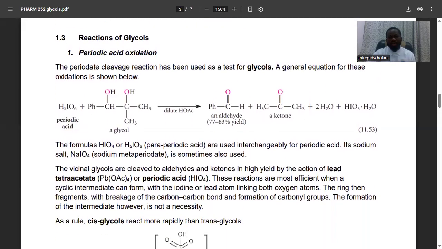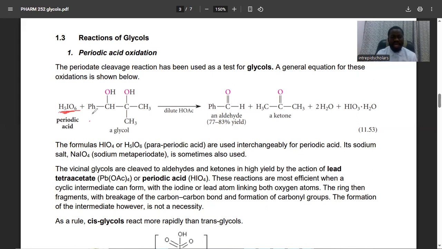Reactions of glycols. Now we'll talk about two main reactions and we'll add one extra reaction, so just three. The first reaction is called periodic acid oxidation. The periodic cleavage reaction has been used to test for glycols. The general equation for the oxidation is shown below. What we have here is called periodic acid. I said we'll correct it.